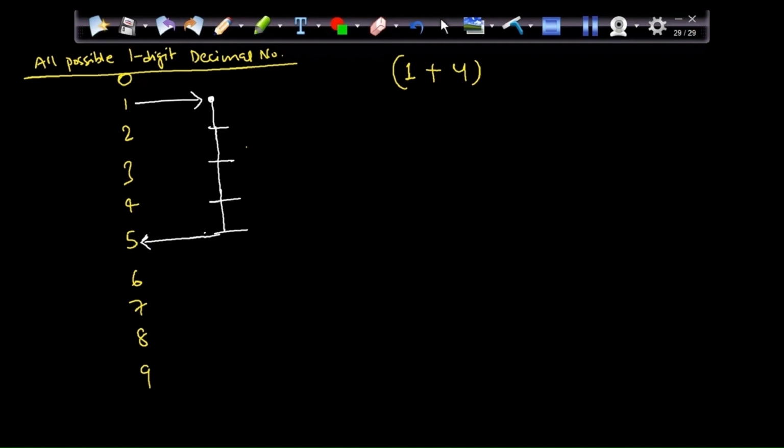Okay, so this is what I mean. From 1, if you add 4, you get to 5. Similarly, if you add 4 to 2, what will happen? 1 step will go to 3, then 2 steps will go to 4, 3 steps will go to 5, and the 4th step will go to 6. So if 4 is added to 2, you land at 6.